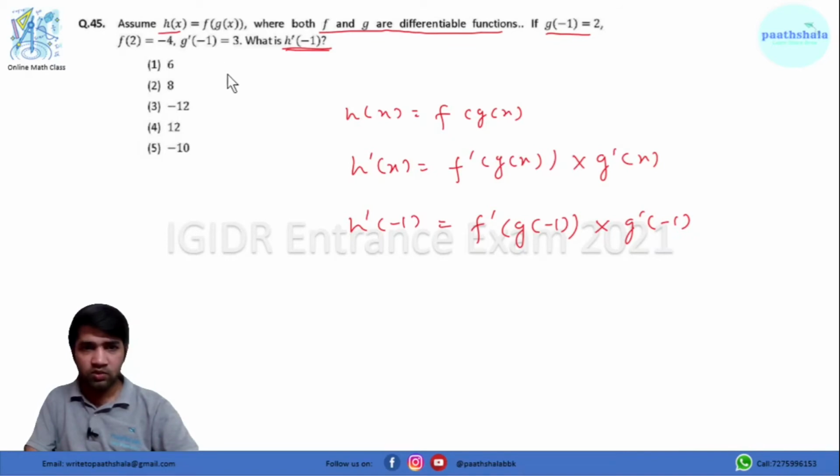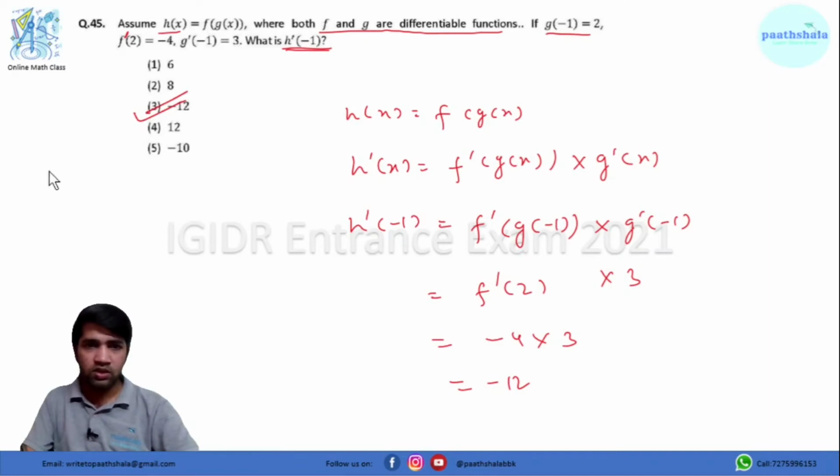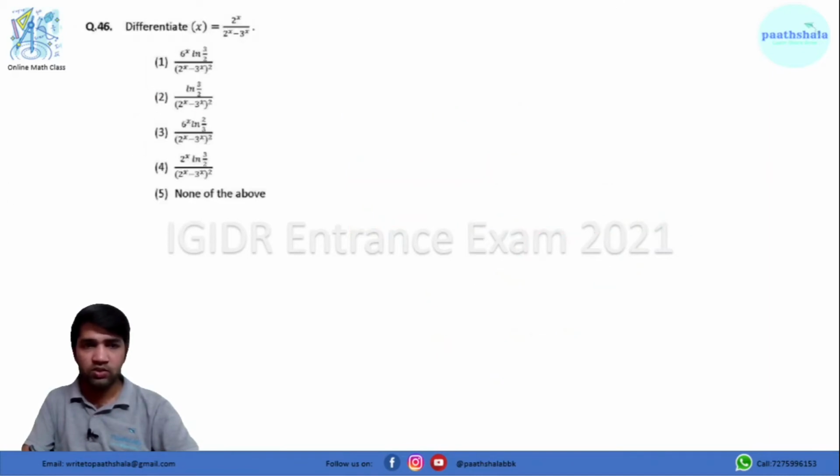So g dash minus 1 is 3, so this value will be 3. f of g minus 1 is 2, so this will be f dash 2. So we have to finally find the f dash 2. So here it is f of 2, it has to be f dash 2, otherwise the answer will not be possible. So minus 4 into 3, so this is coming out to be minus 12. So option 3 is the right option. Now let's move to the next question.